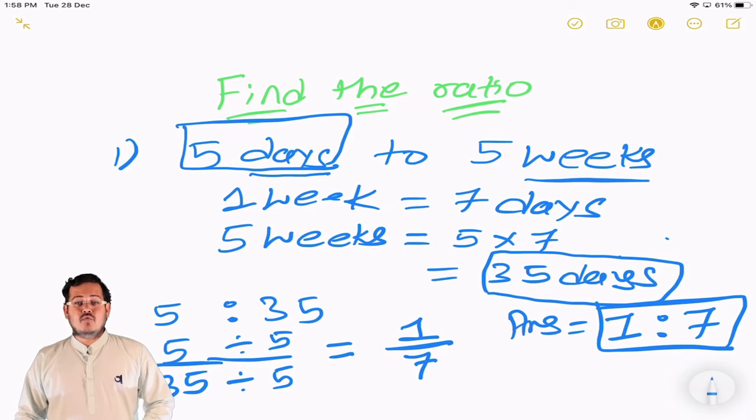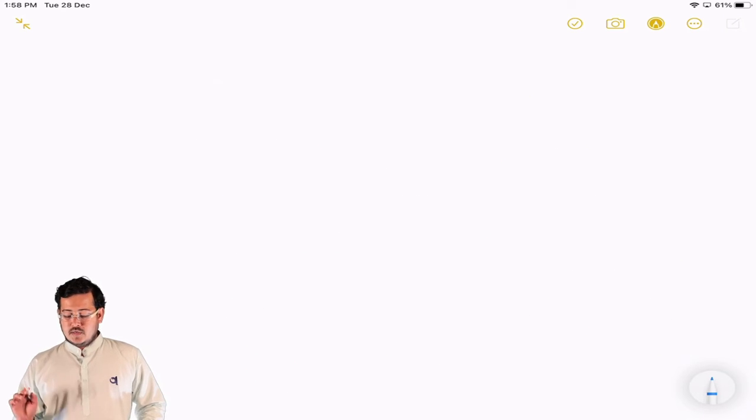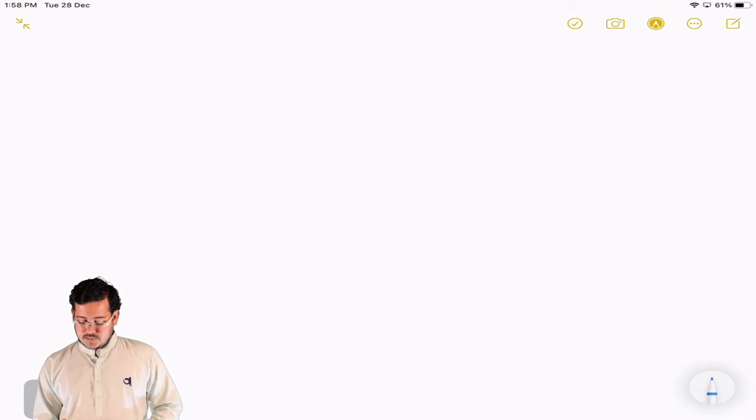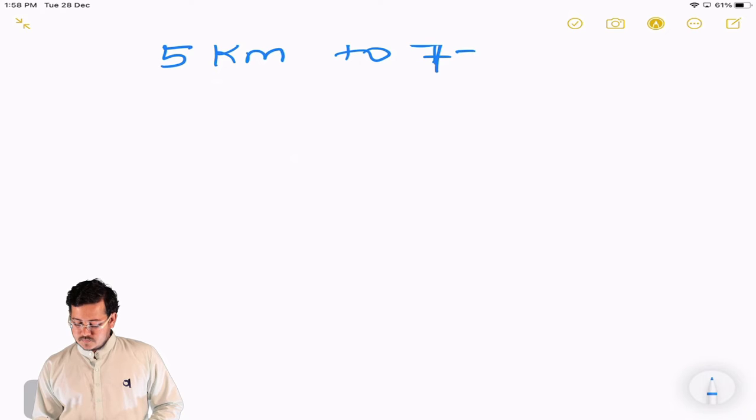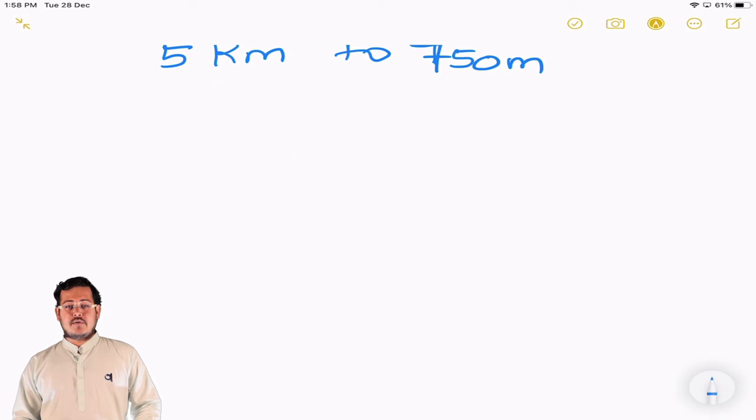So whenever you want to find out the ratio which is having different units, you can find it like this. I will go with one more example to make it much more clear. I will take one more example, the question is 5 kilometers to 750 meters.